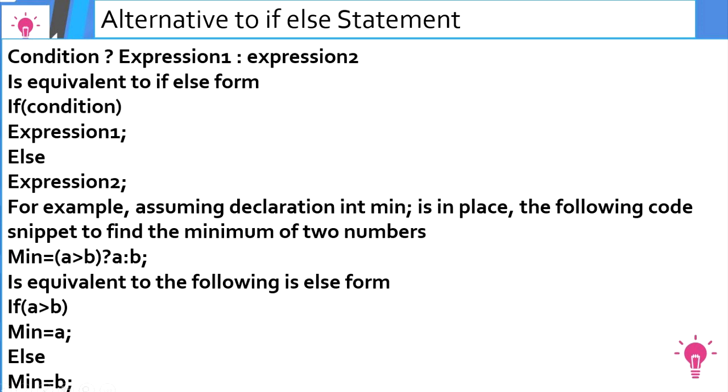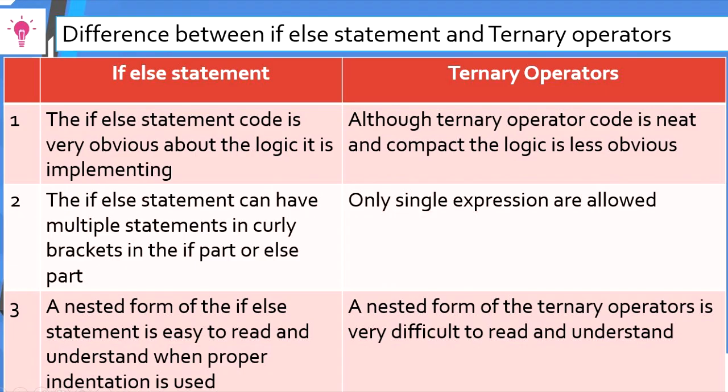For example, assuming the declaration int minimum is in place, the following code snippet to find the minimum of two numbers is equivalent to the following if else form: if a is less than b, minimum becomes a, else minimum becomes b. Although the two forms mentioned above are equivalent, there are some differences between the if else statement and the ternary operator. So let us discuss the difference between the if else statement and the ternary operator.